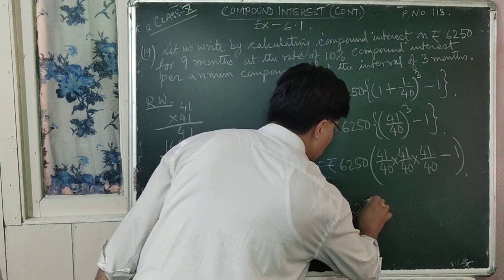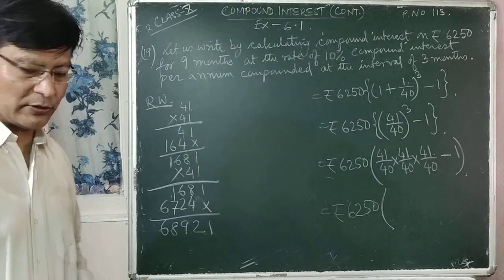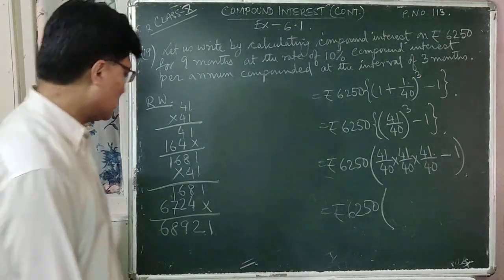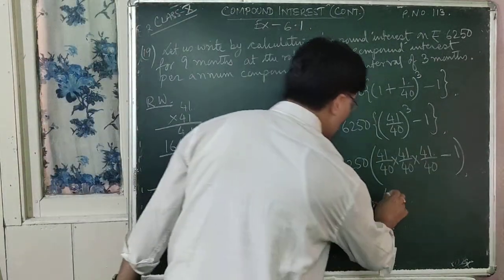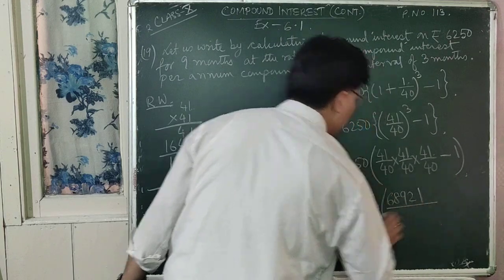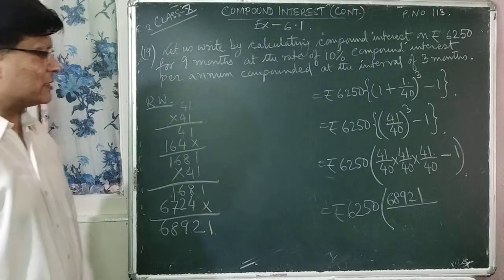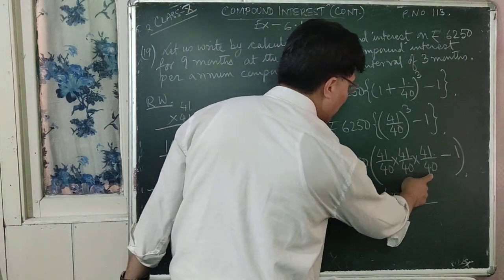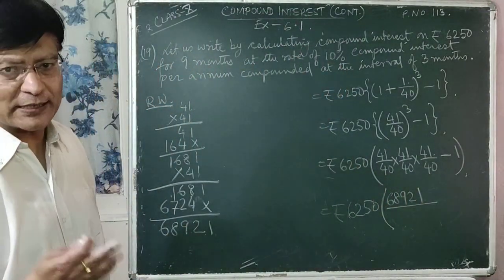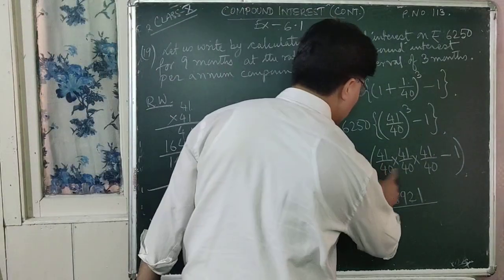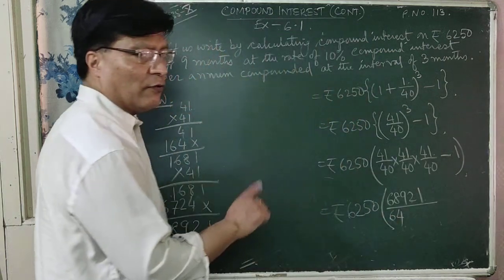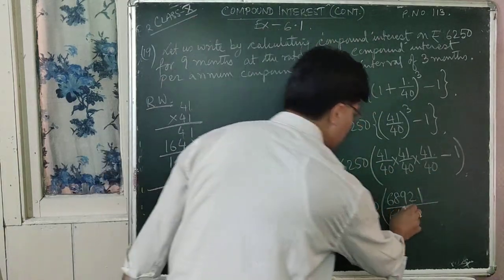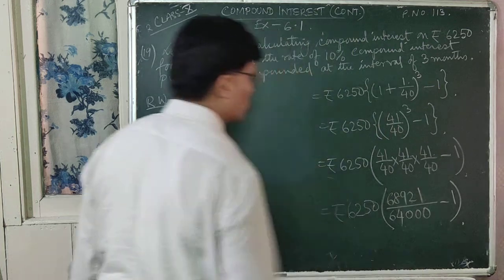So it is equal to rupees 6250. That is your 6250. And within the bracket, if you multiply 41 thrice, what did we get? 68921. 68921 divided by, okay, so now you have to multiply these 4 4 4. If you multiply 4 thrice, 4 4s are 16, 16 4s are 64, isn't it? Then how many zeros are there? Write down 3 zeros. Then write down minus 1.